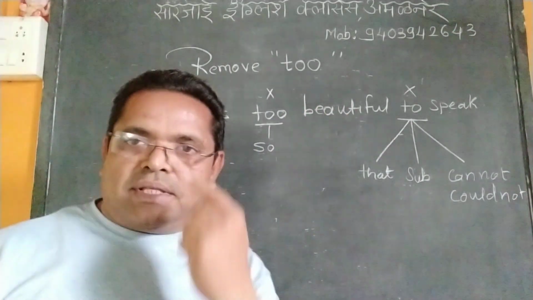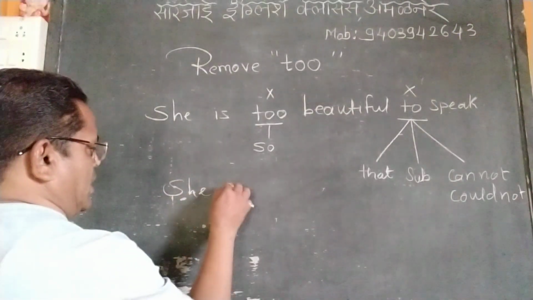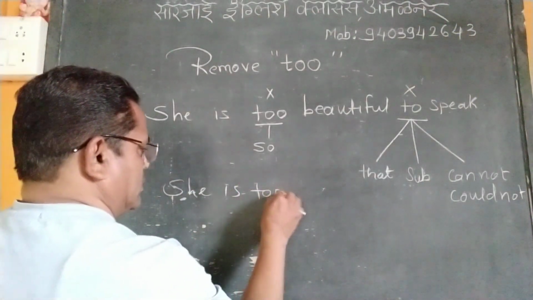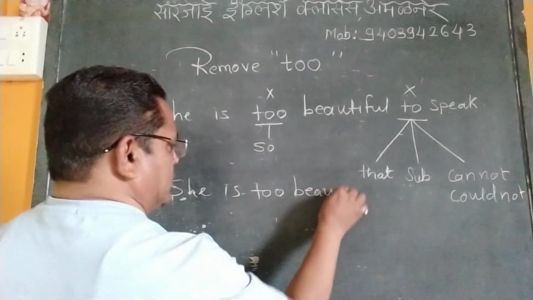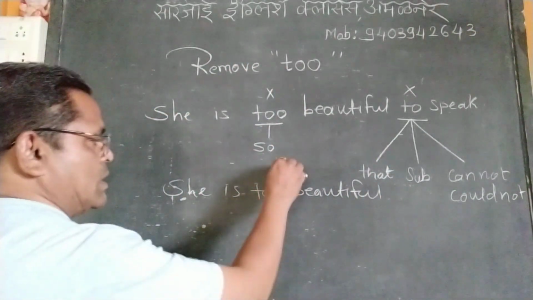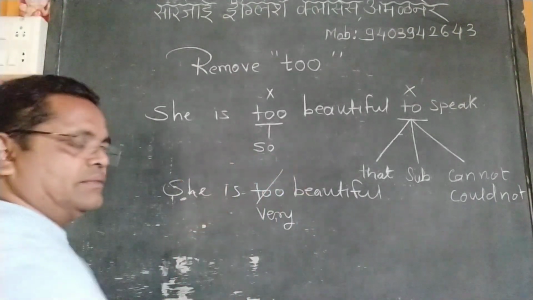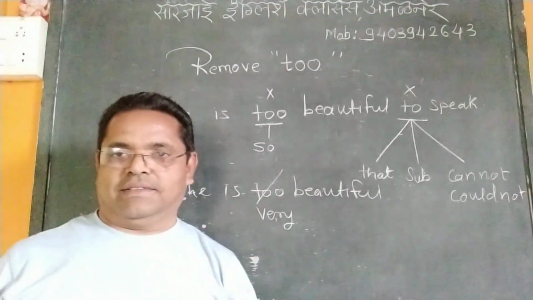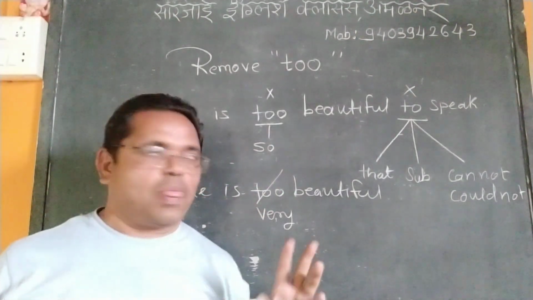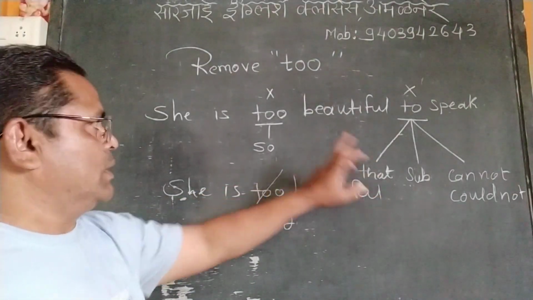Suppose sometimes there is only a single "to". She is too beautiful, and you will ask here to remove "to". Now remove this and use "very" here. Use "very" here. Do you understand this? See. Yes, this is very important.